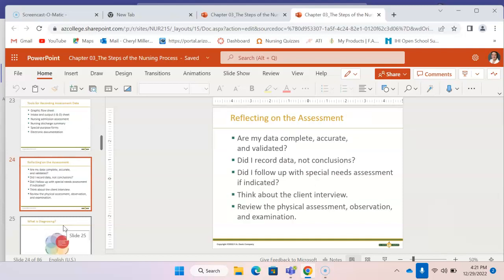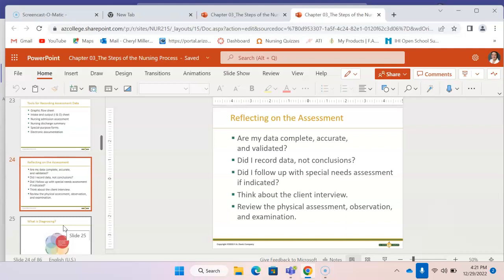So reflect on your assessment. Just like every other communication that you have, don't you always ask yourself, is it relevant and is it nice? Is it needed? Same thing. Are my data complete, accurate, validated? Did I record data and cues, not conclusions, not assumptions? Did I follow up with special needs assessment if indicated? If I notice that my patient's pupils are different sizes, it would behoove me to do a neurovascular assessment.